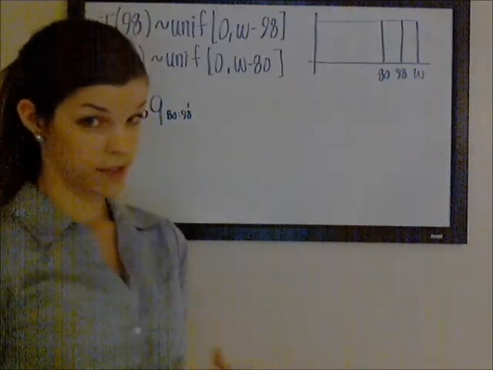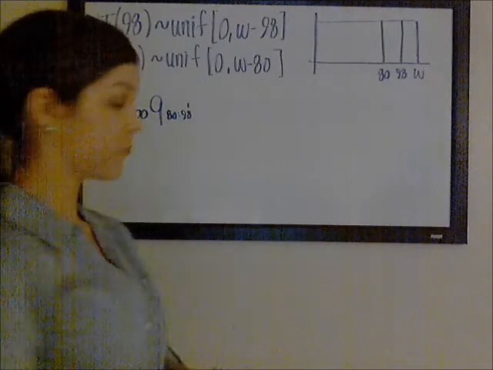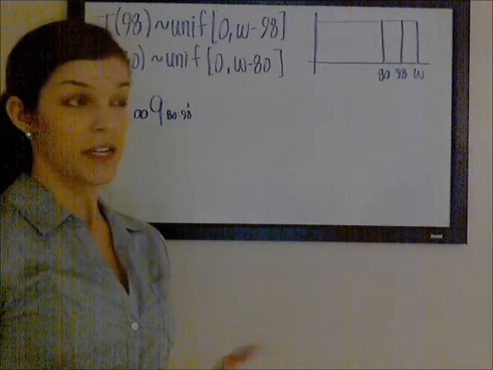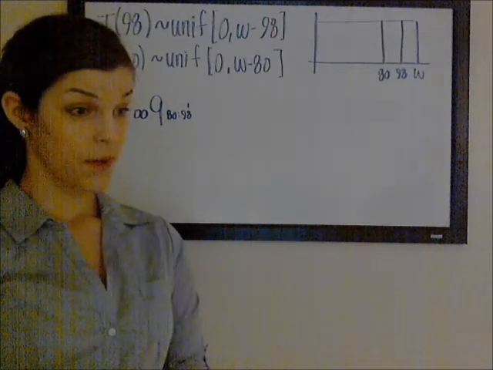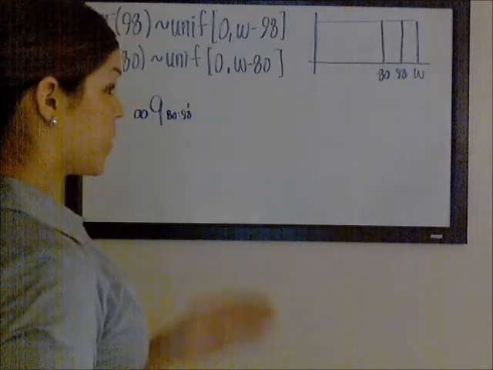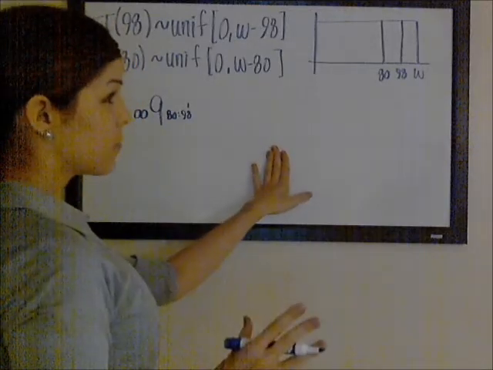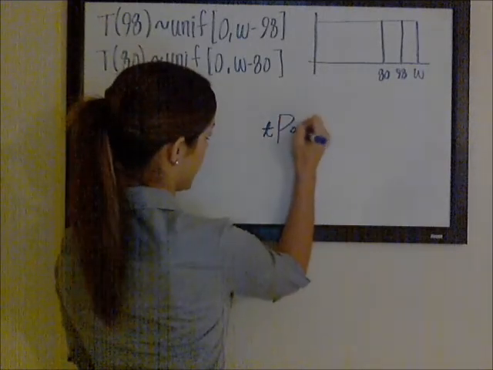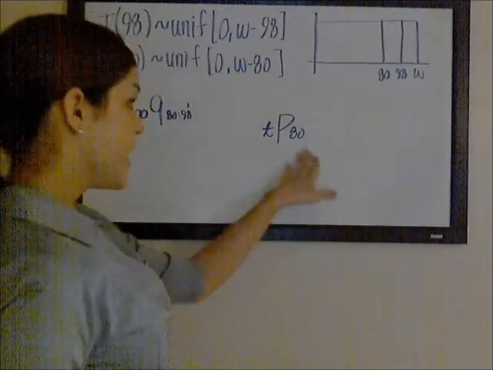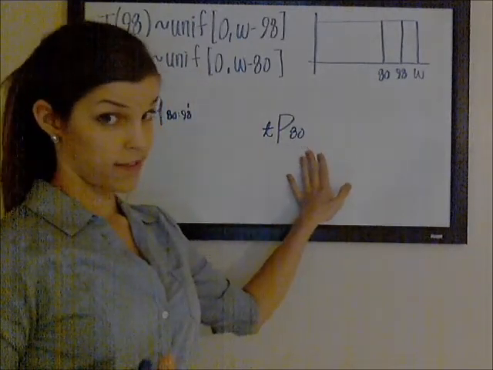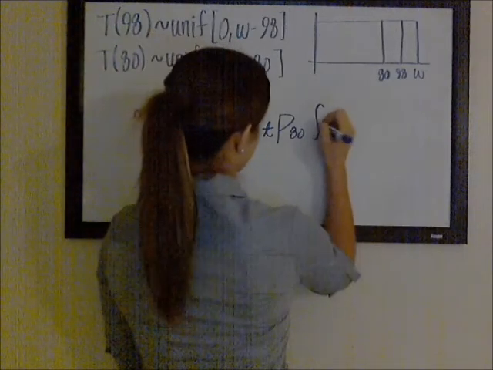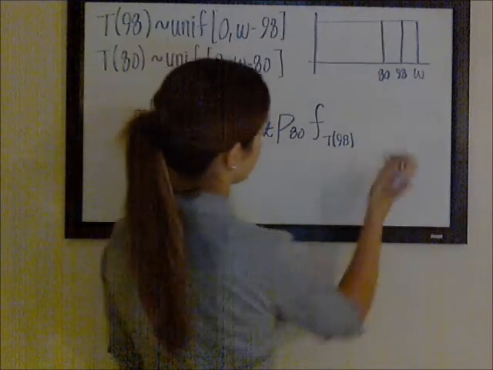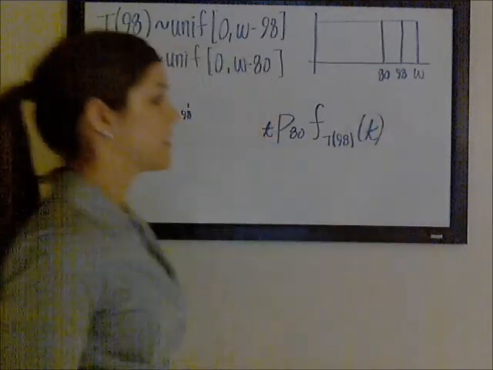So let's think about all the possible ways that this could happen or be true. The 98-year-old dies before the 80-year-old. That's going to happen at some point t. We don't know when, but the 80-year-old will live at least to that point t, which is tP80. And the 98-year-old will die at that point t. We can represent that with the probability density function for the future lifetime of the 98-year-old evaluated at t.